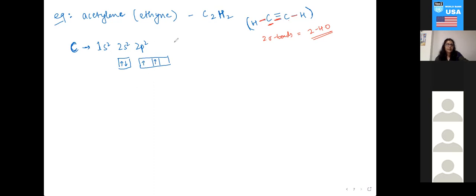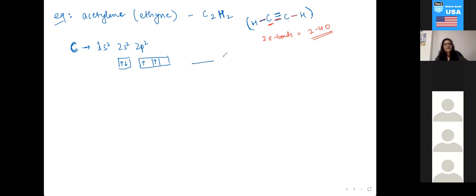Now, sp hybridization. Before undergoing hybridization, you can see that carbon needs to form 2 sigma bonds and 2 pi bonds. Only the p orbitals are capable of forming pi bonds. That means the 2 p orbitals should have 2 electrons. And to form these two sigma bonds as well, the electrons need to be completely distributed.